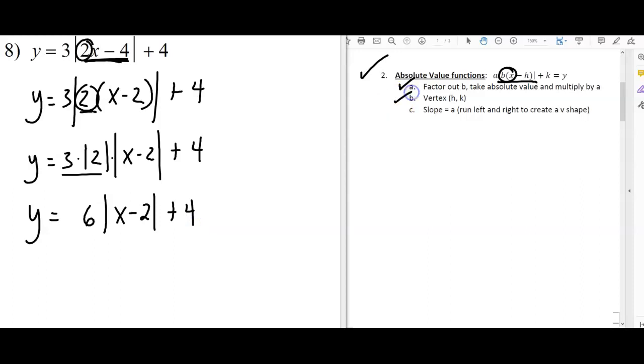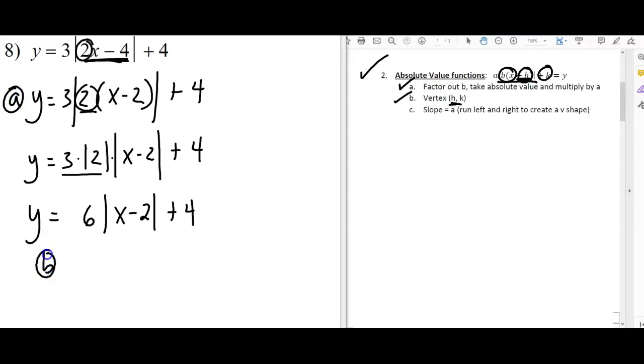After you do that, your vertex will be whatever number is being subtracted from the x and the number that's being added to the absolute value expression, put together. But we have to remember this number will always be the opposite of whatever it appears to be in the equation. So for instance, here this is a negative h, but here I write a positive h, and vice versa. So in this case, that's step A.